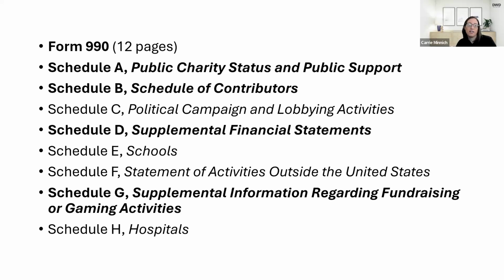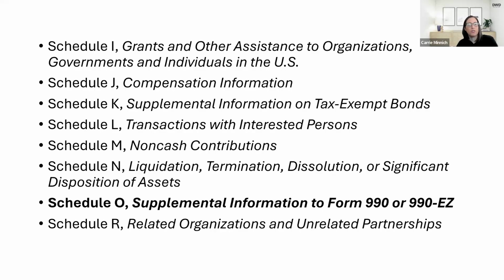Now, I have never seen a nonprofit that has had to complete every single schedule, so don't get too scared. The ones that I've highlighted in bold here are the ones that we're going to talk about today and that most organizations have to file. The Schedule A, which talks about your public charity status, which is very important to nonprofits. Schedule B, which I referred to a little bit about the donors. Schedule D, Schedule G, and then Schedule O. So we're not going to go through every one of these, but I just want to make you aware that there are several schedules that, depending on your organization's activities, you may have to file in addition to the core 990.